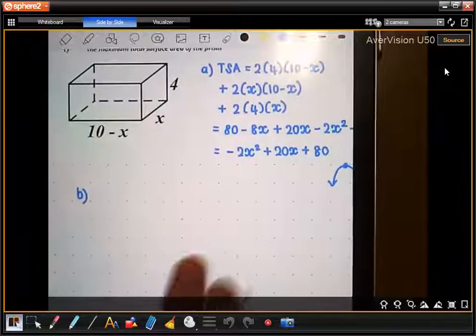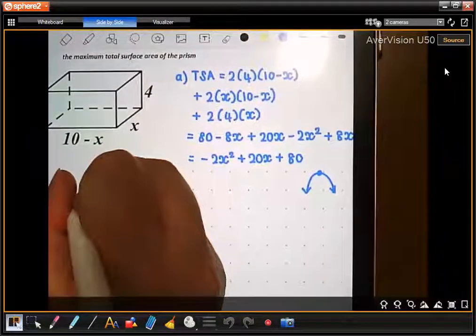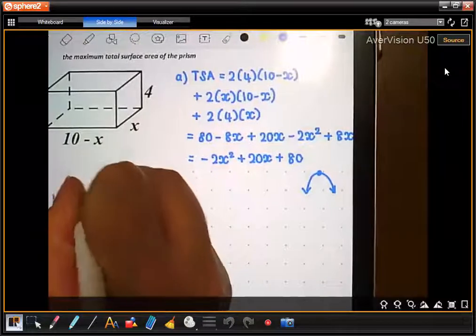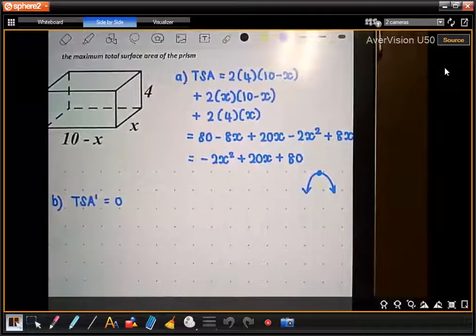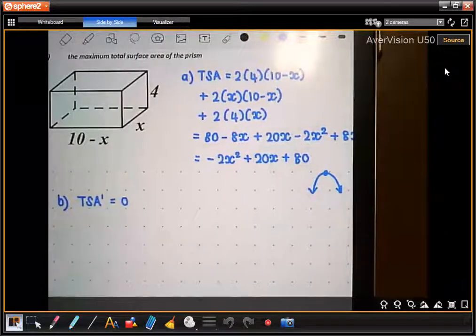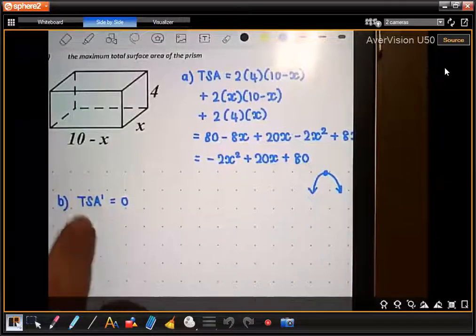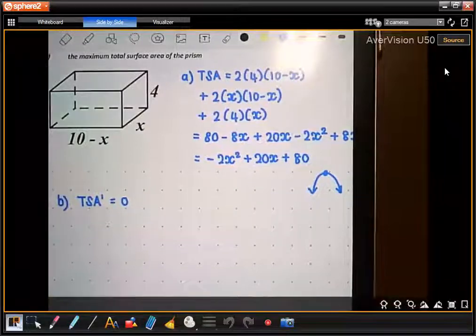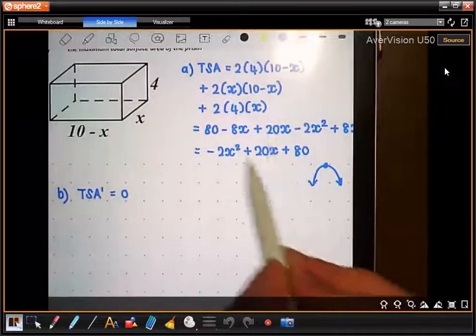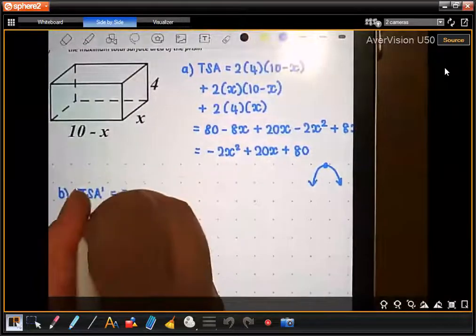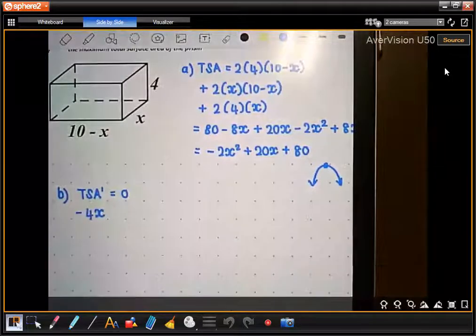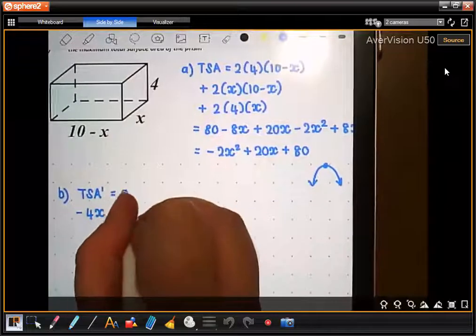Okay, so for B, we're going to take the TSA dash, write it like that, and make that equal to 0. So whenever you see minimum or maximum, you write whatever your expression is, that function, the derivative of that equal to 0. Again, this is quite a nice derivative to find. The derivative of negative 2x squared is negative 4x. Do you agree with that? And then the derivative of 20x is plus 20.